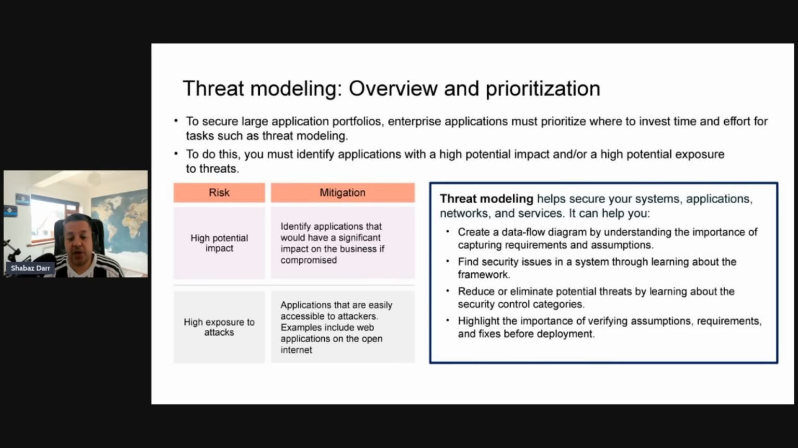Threat modeling helps secure your system applications, networks, and services, and it can help you to create data flow diagrams by understanding the importance of capturing requirements and assumptions. You can find security issues in systems through learning a framework. It can reduce or eliminate potential threats as well by learning about the security control categories. Finally, it can highlight the importance of verifying assumptions, requirements, and fixes before deployment.